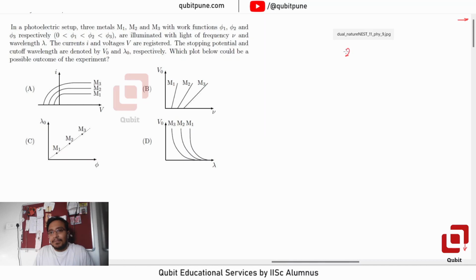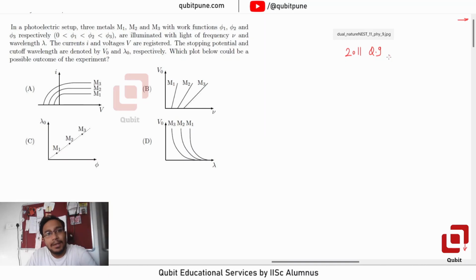2011 question 9. In a photoelectric setup, three metals M1, M2, M3 with work functions phi1, phi2 and phi3 respectively, with 0 less than phi1 less than phi2 less than phi3, basically saying that phi3 has the largest work function, and they are considering the values in magnitude.